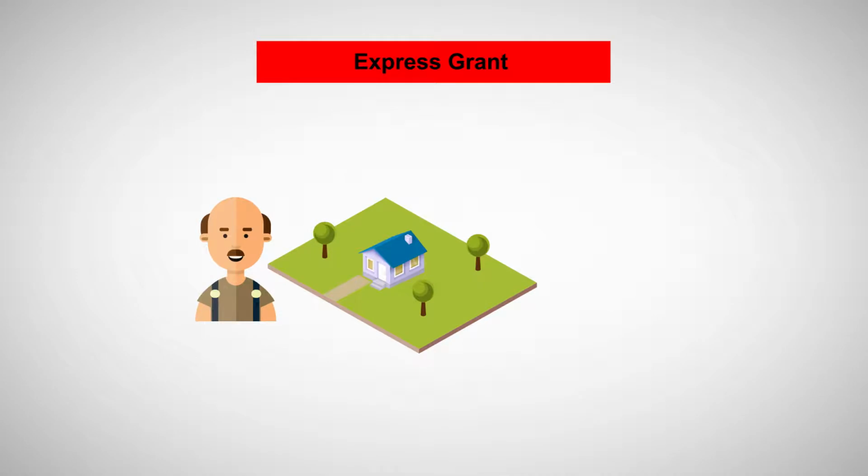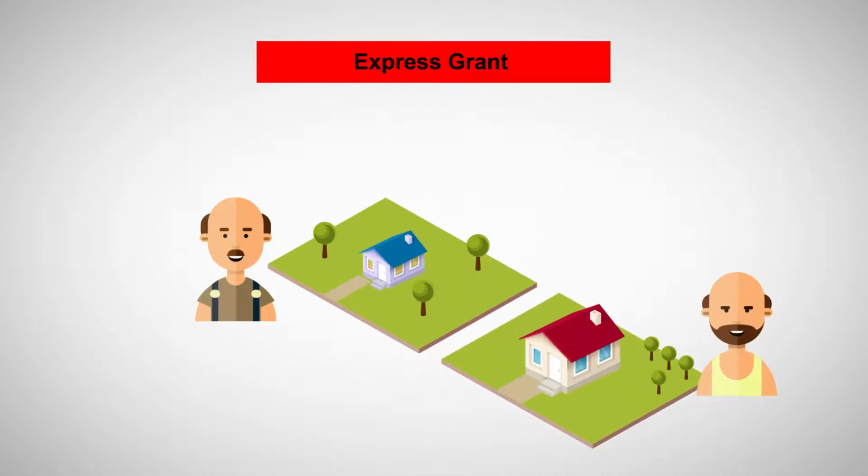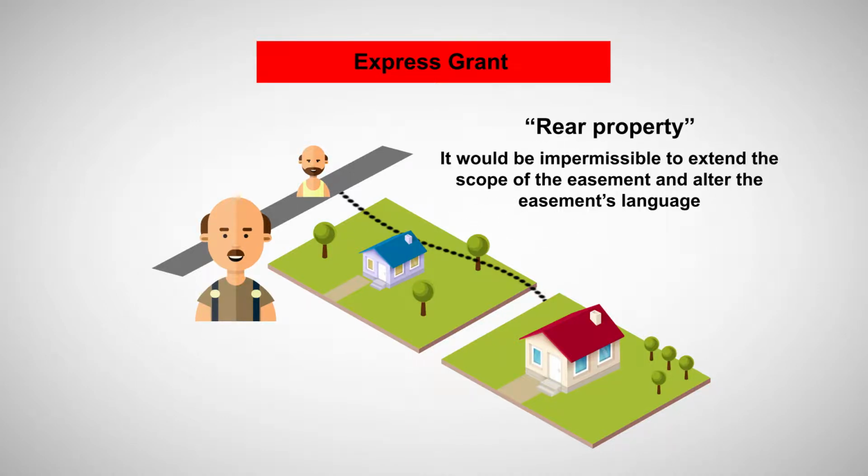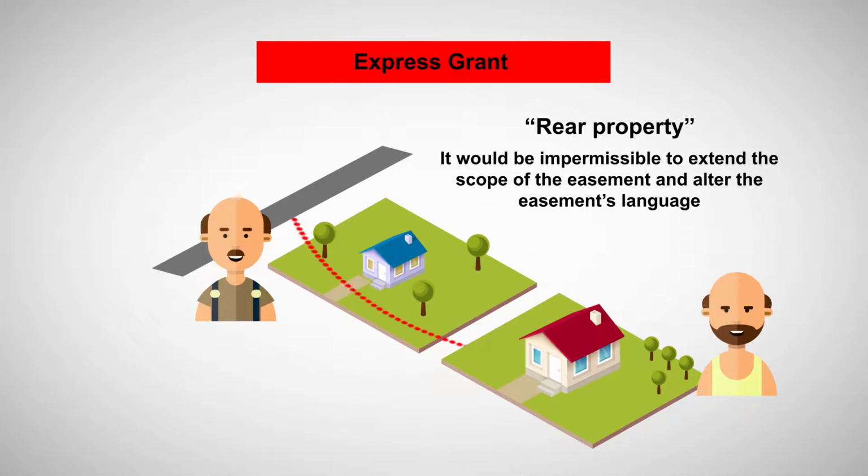In one notable case, a property owner, Cyrus, expressly granted another property owner, Ratcliffe, access across his rear property to access a roadway. The court held that since the easement expressly dictated and specifically mentioned the use of Cyrus's rear property, it would be impermissible to extend the scope of the easement and alter the easement's language. Subsequently, Ratcliffe could not get access to the roadway across Cyrus's front property.